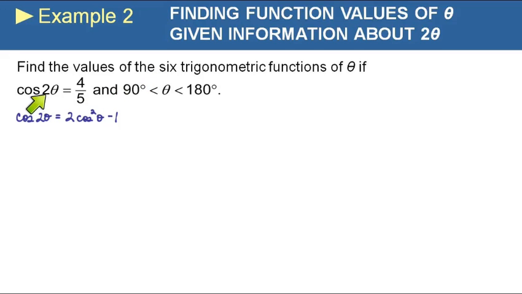Now, because they gave us the cosine of 2 theta, it makes me want to start with one of my cosine of 2 theta identities. So let's just use the 2 cosine squared theta minus 1. And that will allow us to find the cosine of theta first. So we'll substitute. The cosine of 2 theta was given to us as 4/5.